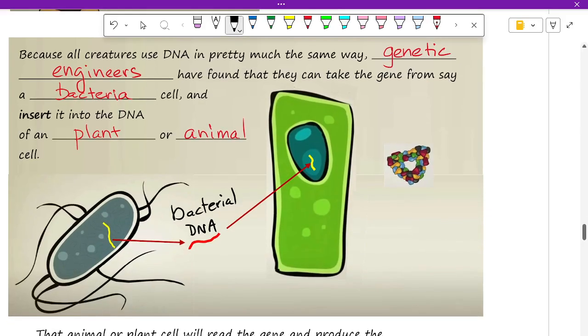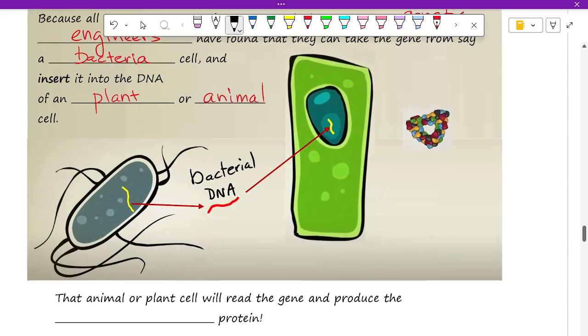That animal or plant cell will read the gene. This makes it sound so much easier than it is. In reality, getting the gene in there is not the hard part. It's actually getting it to turn on that gene and actually read it and make the protein. But we'll pretend it's just that easy. The animal or plant cell will read the gene and produce the bacterial protein.